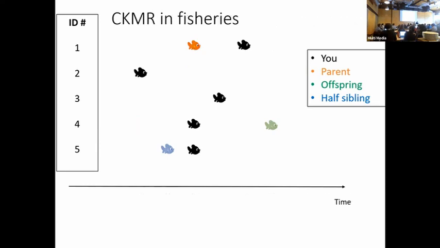But in fisheries, you don't find many kin-related individuals in a sample. So we are sort of filtering out a few other relatives here, so that for an individual, you will typically have at most one relative in the sample. So many of these individual capture histories consist of only you being captured, without any recapture or relatives.